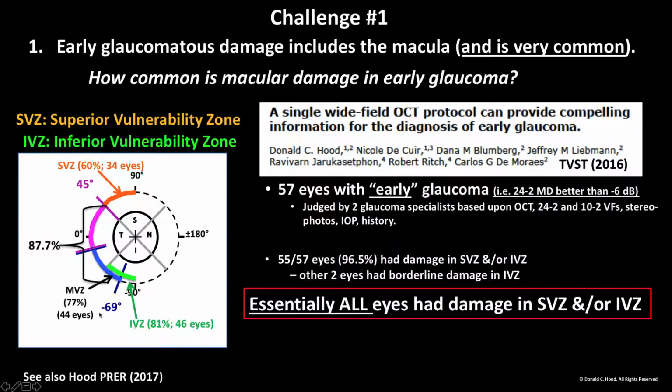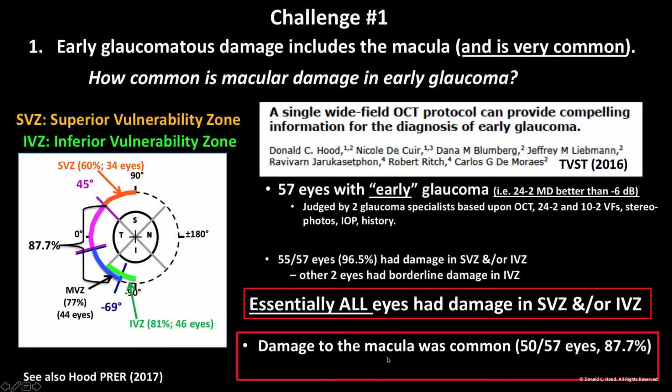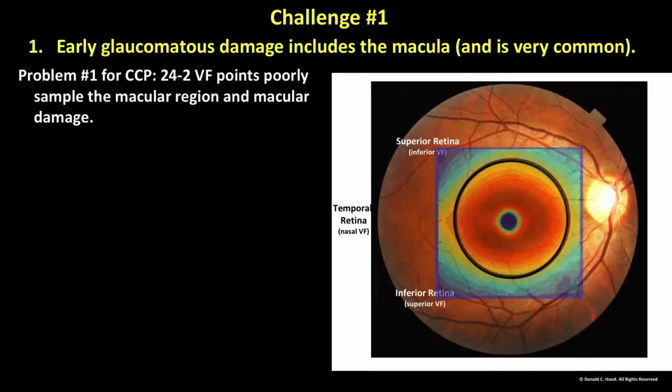For the macular vulnerability zone, in fact, 3/4 of these eyes had damage there. Overall, the macula 87%. So damage to the macula was common, and damage to the macular vulnerability zone was common, in this case about 3/4. Now, we're replicating this. Others have or are replicating this. It's going to depend on your sample. If you have more normal tension than some other sample, you're going to have more macular vulnerability zone damage. If you have more hypertensives, you might have less. But in any case, we're arguing, and it's testable, that it's very common.